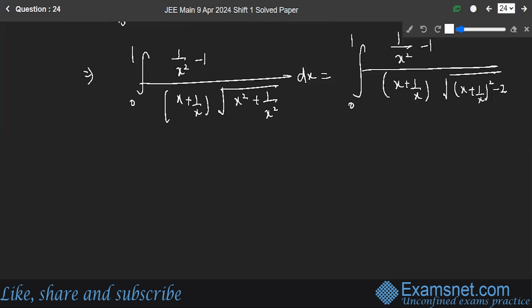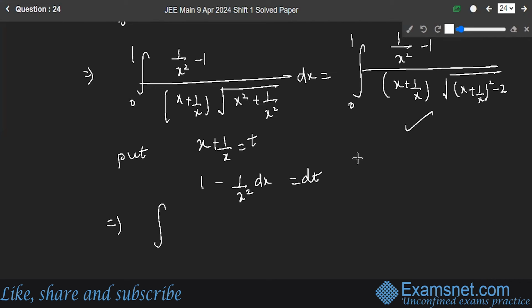So let's do one thing. Put this thing equal to t. So this makes 1 minus this dx equal to dt, right? So now this integral will become, limits will also change. Now the limits will be from infinity to 2, because when x is equal to 0, t will be infinity, and when x is equal to 1, t will be equal to 2.